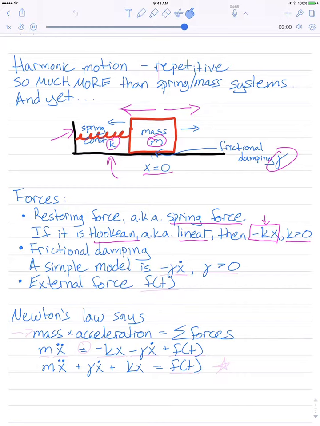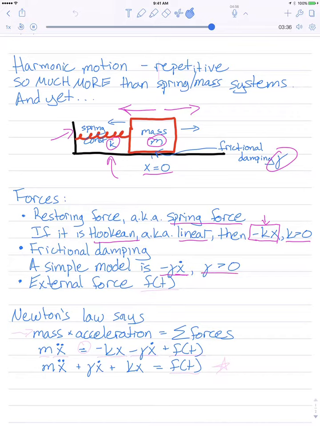Frictional damping doesn't oppose the displacement of the mass, it opposes the velocity of the mass. And if the position is x, the velocity is x dot. And so a simple model for the frictional damping is that it's minus gamma x dot, where gamma is a positive constant characterizing the strength of the friction, right? So what that says is that if the velocity is to the right, if the block is currently moving to the right, friction wants to drag it to the left. If the block is currently moving to the left, friction wants to drag it to the right.